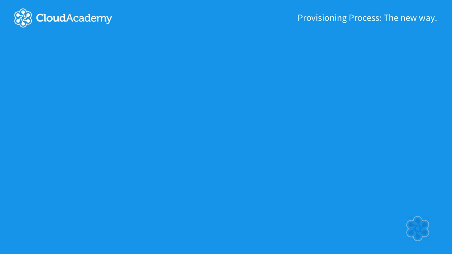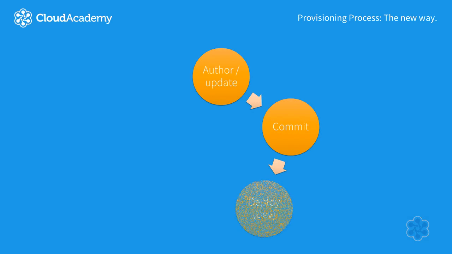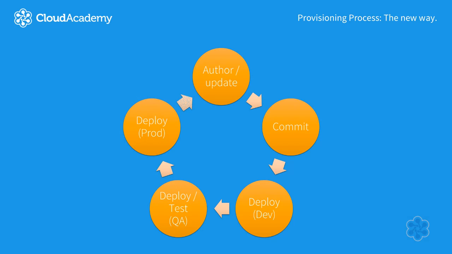So now let's take a look at the new provisioning process using the Azure Resource Manager API. First, you'll author your JSON file that contains a declarative infrastructure for your cloud subscription. You'll commit that file to source control every time that you make a change. You'll deploy that JSON file to your Azure dev environment. Then, once you've confirmed the functionality in dev, you can deploy to the QA environment. Once QA and test has signed off on that infrastructure configuration, the operations team can then deploy that same infrastructure to the production environment.